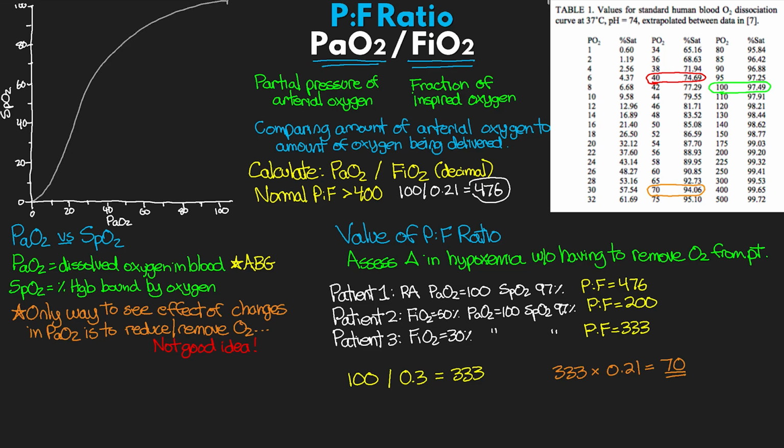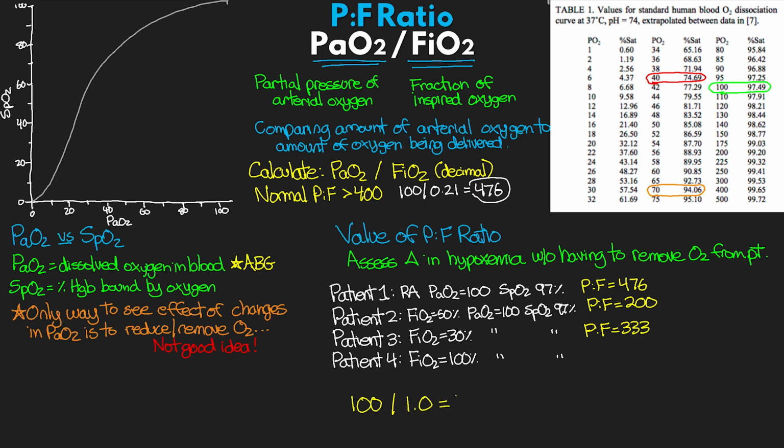All right, let's go through one more example just to really cement this home for you guys. Patient number 4, they've got 100% FiO2. Their PaO2 is also 100, so as a result, we're going to see a SAT of 97% as well. What is the PF ratio of this patient? Here we take our PaO2 of 100, divide it by our FiO2, which we're going to express as 1.0 for 100%, and this gives us a PF ratio of 100. As you can imagine, this is not good.